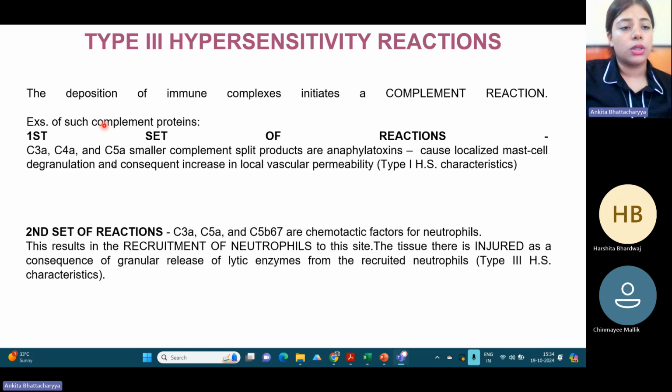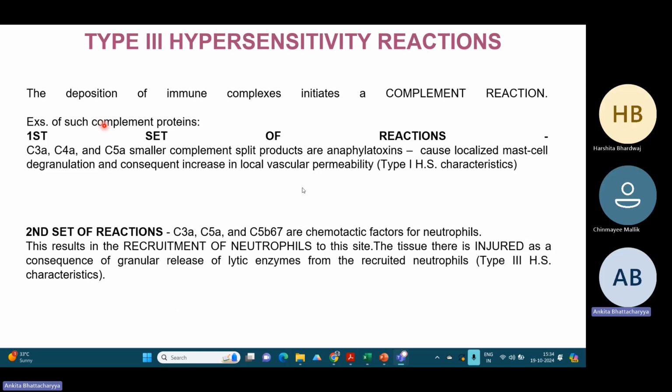Examples of such complement proteins include the first set of reactions, whereby C3a, C4a, and C5a are the smaller complement split products. They serve as anaphylatoxins, which means they cause localized mast cell degranulation and a consequent increase in local vascular permeability. These are actually type 1 hypersensitivity reaction characteristics, basically.